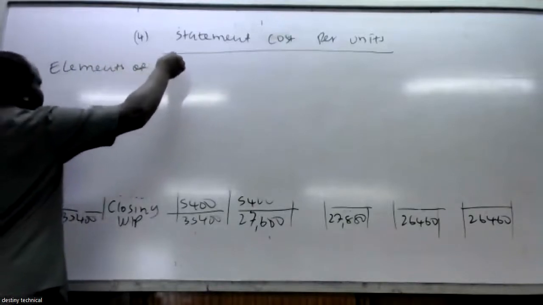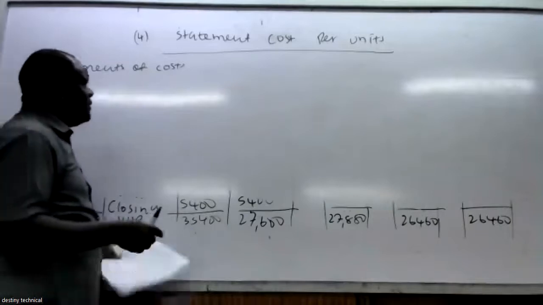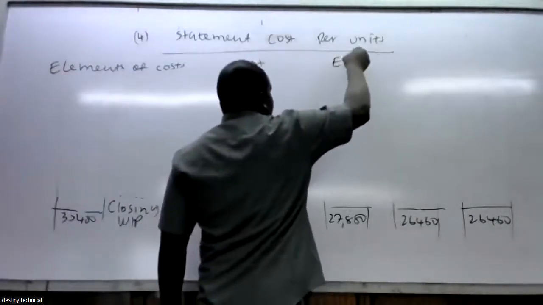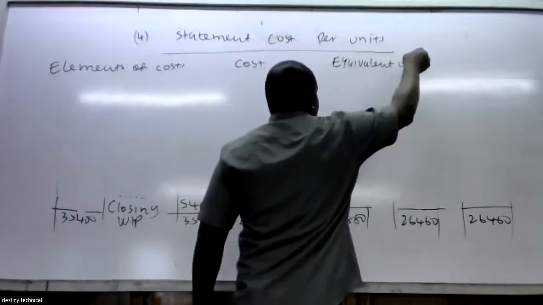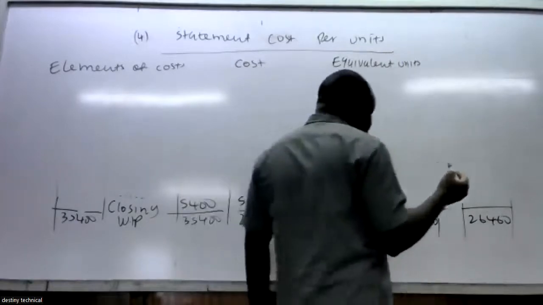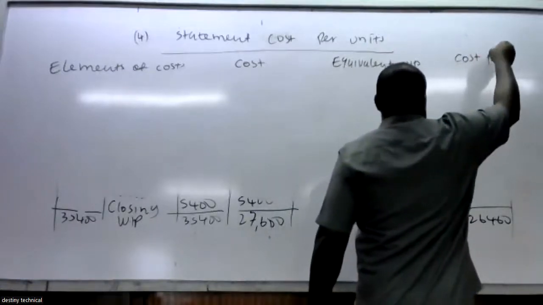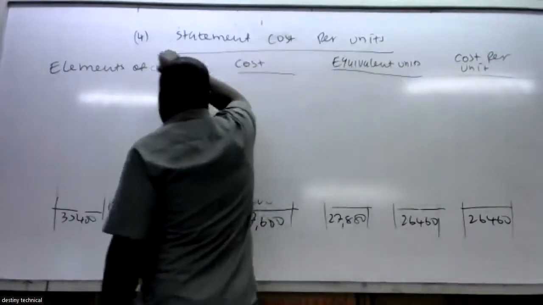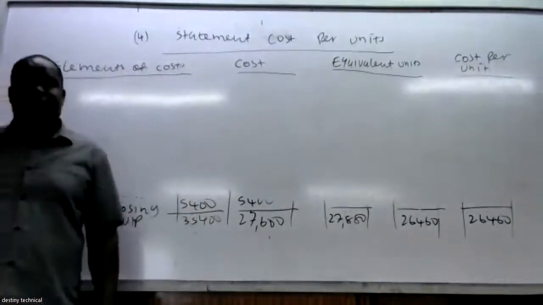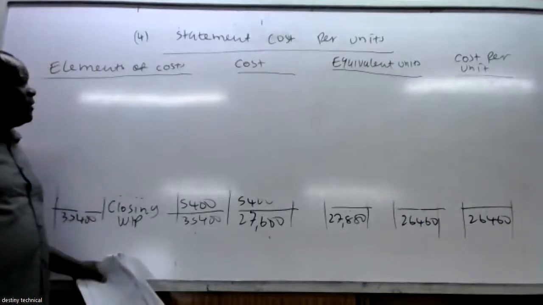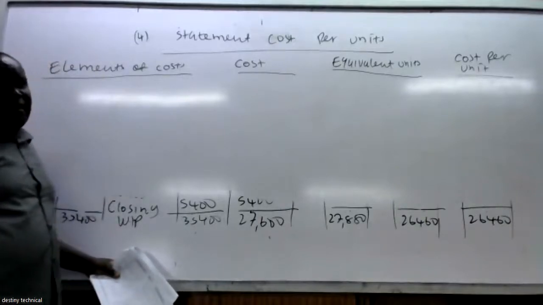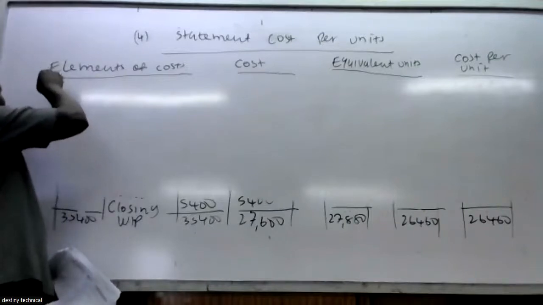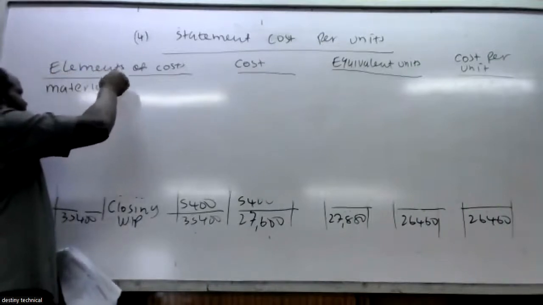Elements of costs, the cost, equivalent units, and also the cost per unit. So we start off with material 1.